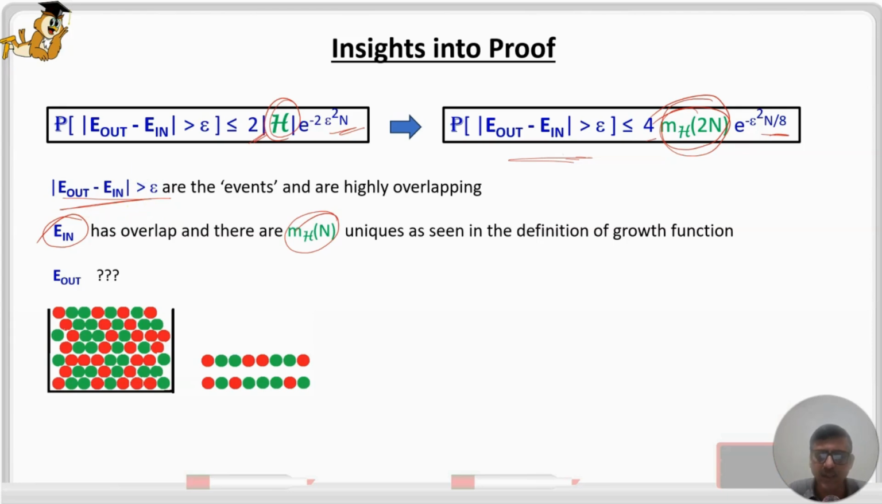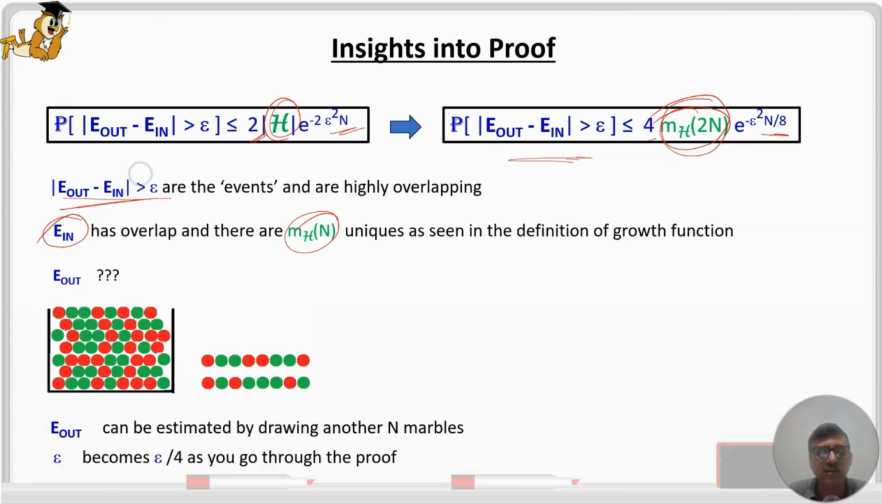Consider the bin that we saw earlier a few slides ago. What we are now claiming is that E out can be estimated by drawing another n marbles. So you drew n marbles for estimating E in. Your E in was computed on the basis of your n training samples. We say that E out can also be estimated or approximated by drawing another n marbles.